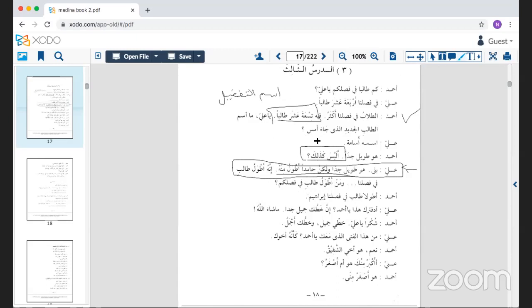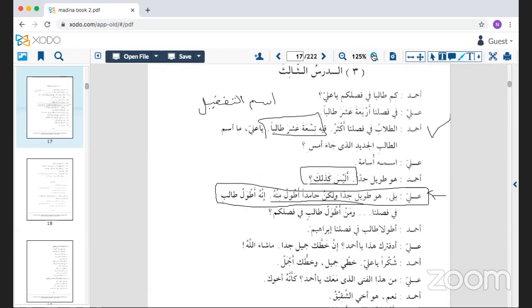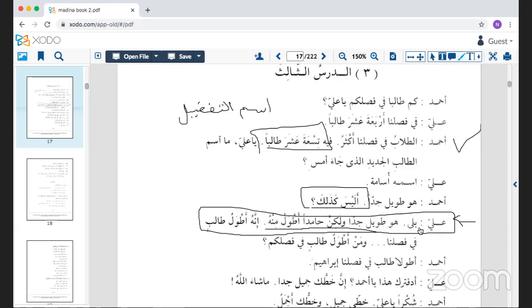بارك الله فيك. طيب. So now I want you to notice what's going on in the answer to Zakaria, what Zakaria is reading. Zakaria said, هو طويل جدا أليس كذلك? And then Aliyun, what did he say? He said, Bala. And we learned that yesterday. This is the answer to أليس كذلك in the affirmative. If you agree, yes, it's true. هو طويل جدا. You say, Bala.